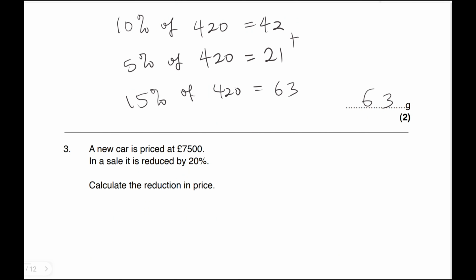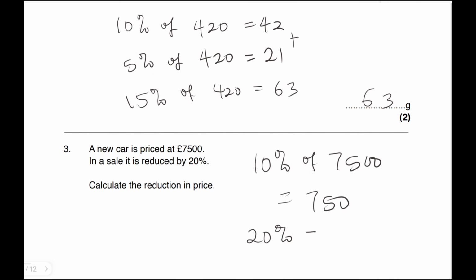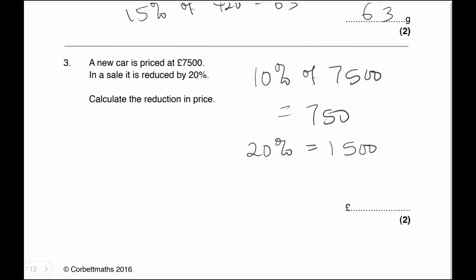A new car is priced at 7,500 in a sale and it is reduced by 20%. Calculate the reduction in price. So this is straightforward. First, we find 10% of 7,500, which is equal to 750. Then that implies 20% is just double that, which is equal to 1,500. So the answer is 1,500.